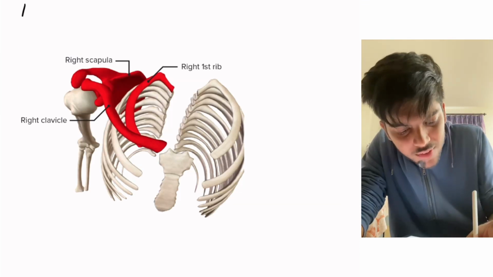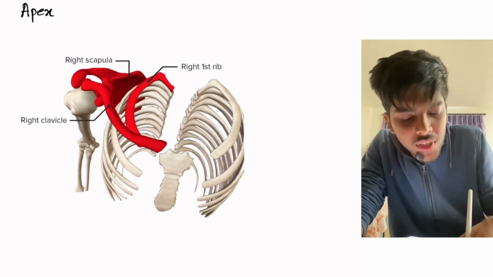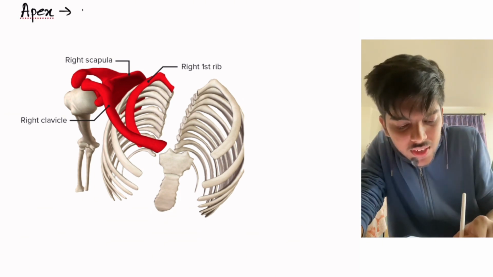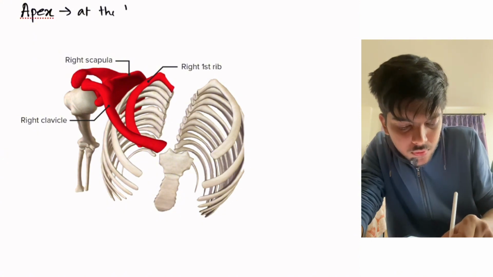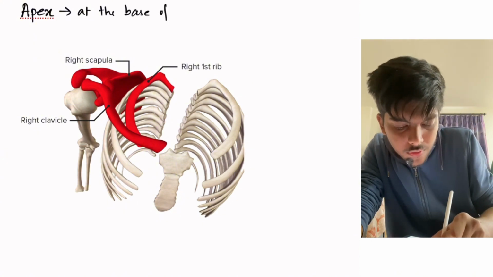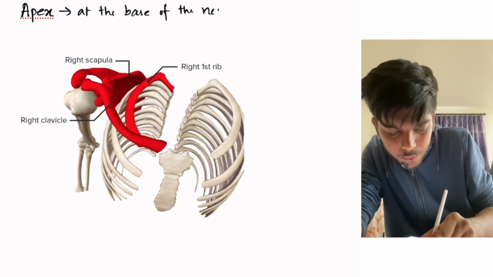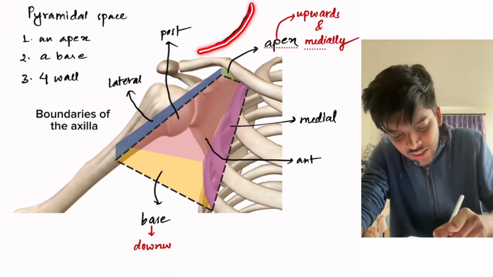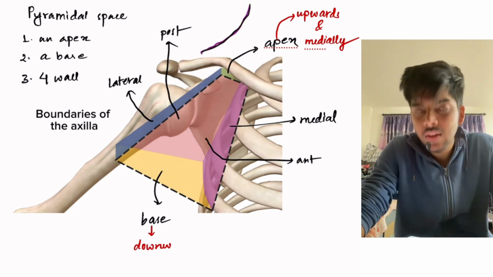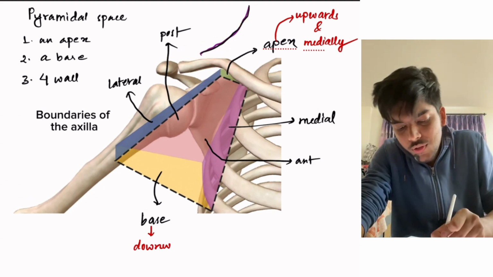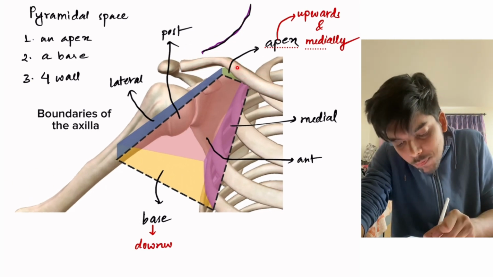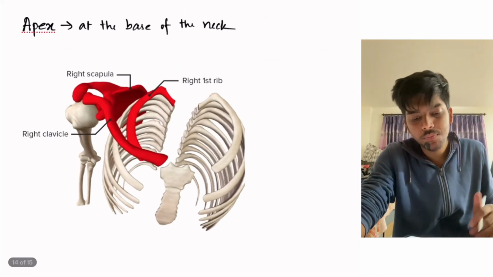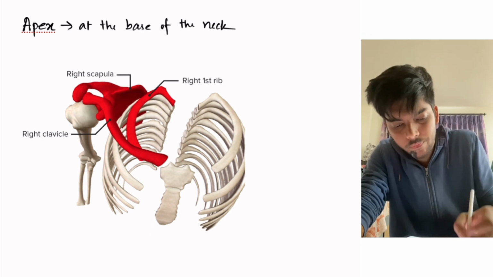So first up, we have the apex. There are few things that you need to know about apex. Number 1, apex is present at the base of the neck. So here's the neck. This is the base of the neck. At the level of the base of the neck, there's your clavicle. And right behind the clavicle, there's the apex of axilla. So apex is present at the base of the neck.